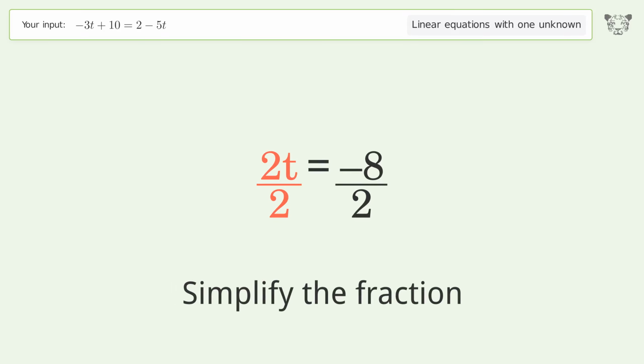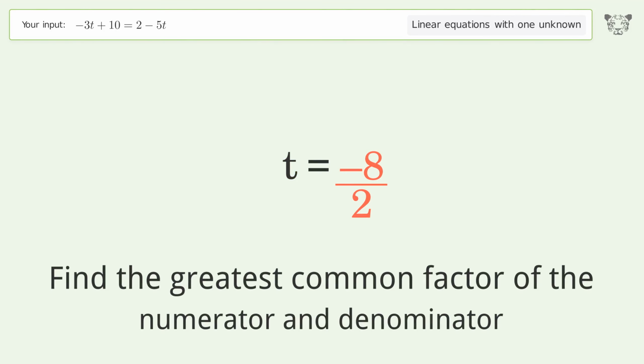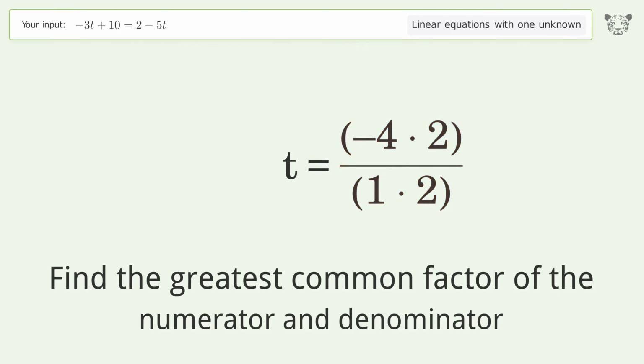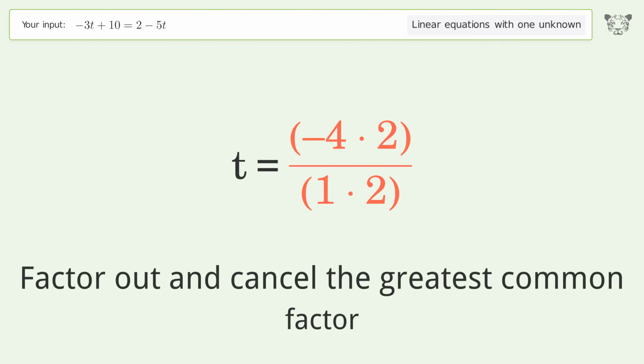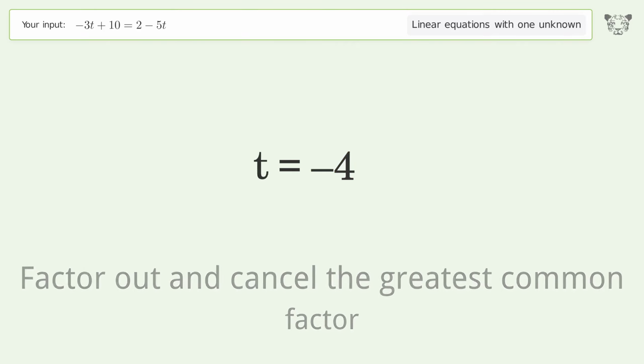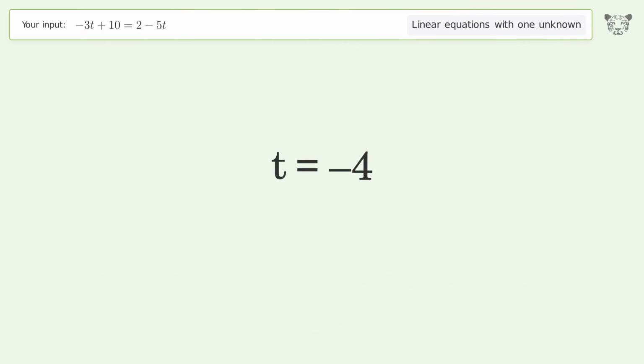Simplify the fraction. Find the greatest common factor of the numerator and denominator. Factor out and cancel the greatest common factor. And so the final result is t equals -4.